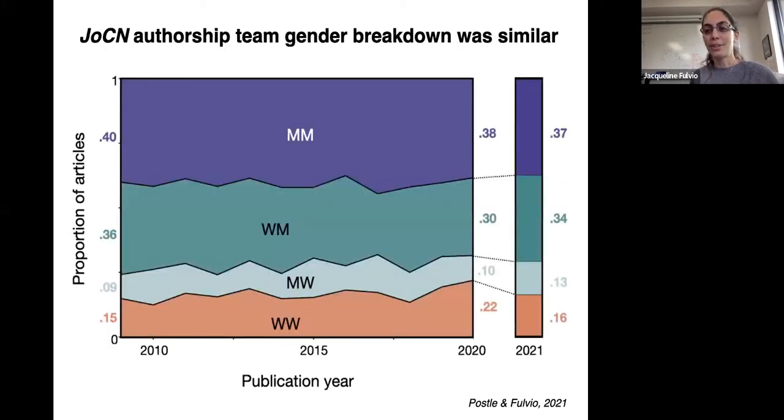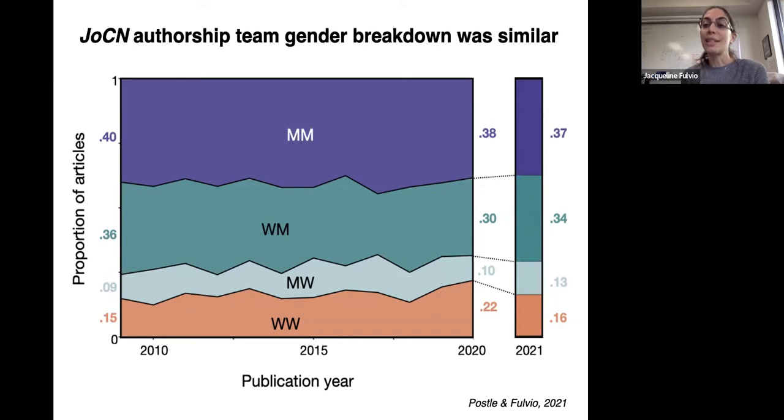So our first step was just undertaking the descriptive exercise of documenting what happened during the first year. And this is just the authorship breakdown. So this isn't looking at citation rates, but what we see is that the authorship breakdown was pretty stable over 2021 compared to 2020. There has been discussion around the field that authorship by women during the pandemic has dropped significantly, but it seems, at least for JOCN, that it's maintained a fairly stable level. So that's a good thing.